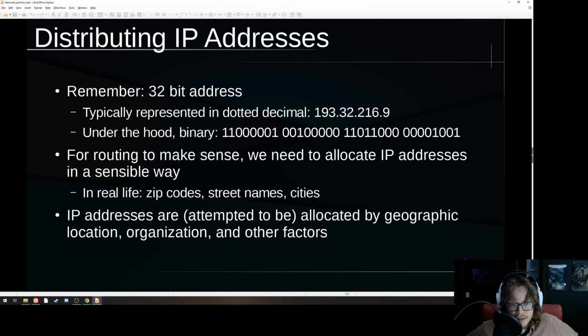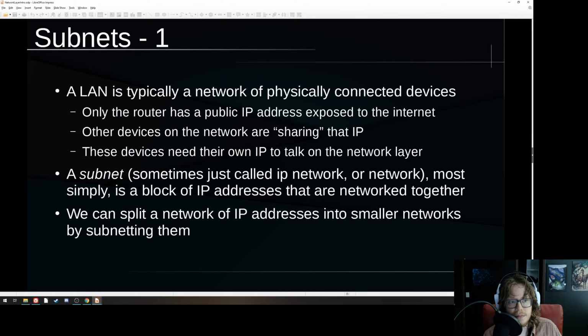So for routing to make sense, we need to allocate these sensibly. In real life, that means we use things like states, counties, zip codes. So we try to allocate IP addresses first by geographic location, then by large organizations, and then by other factors. Let's look at how that might work.